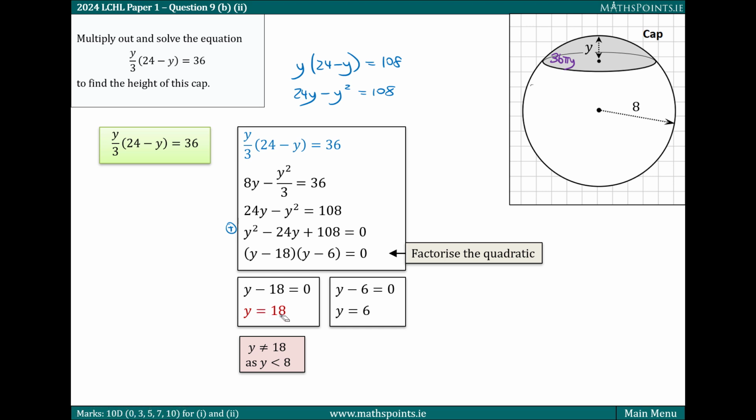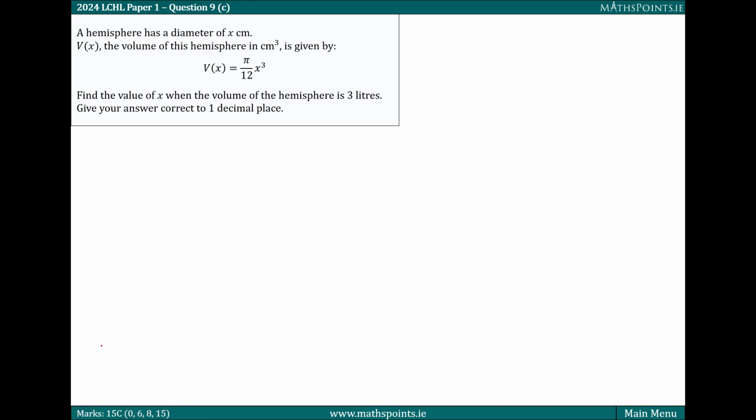Now you'll see I coloured y equals 18 in red, and I've written down underneath that this isn't a valid solution. Y can't be 18, and the reason is if we go back to our sketch, the radius here is only 8, so it doesn't make sense for the vertical height of the cap to be something like 18. Actually, 18 would go down underneath the sphere because the diameter of this sphere is 16. So y equals 6 is the only valid solution to this question. And what is y equals 6? Y equals 6 is the vertical height of a cap on a sphere of radius 8 that has a volume of 36 pi y.